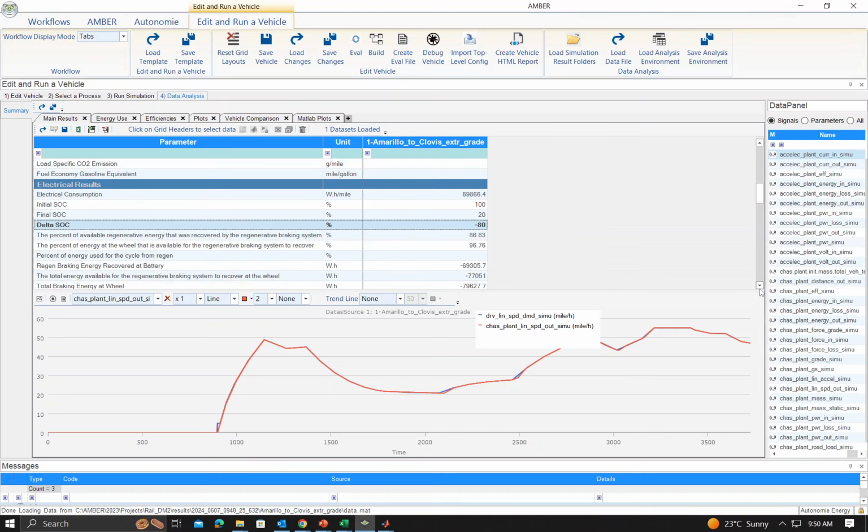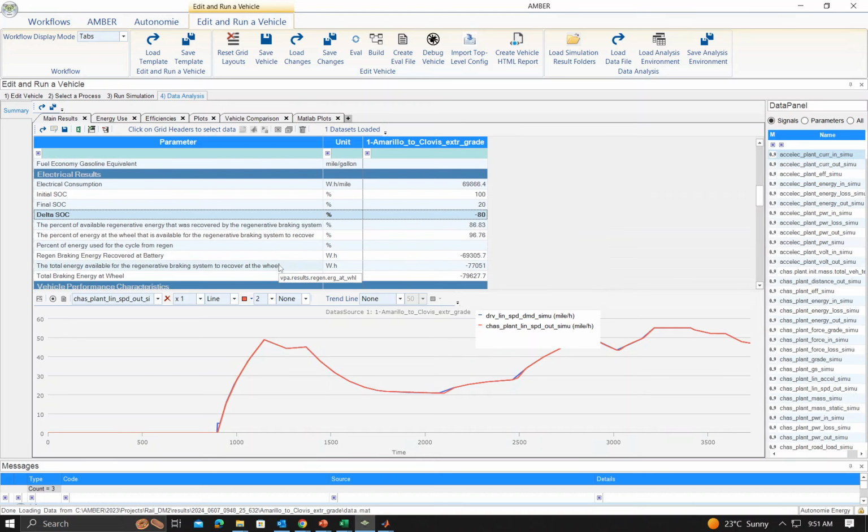Some other insight that we can get is the total amount of regenerative braking recovery for this route during the 30-mile travel. Around 69,000 watt hour of regenerative braking energy is recuperated during this simulation.